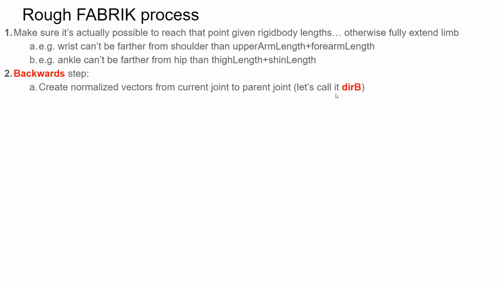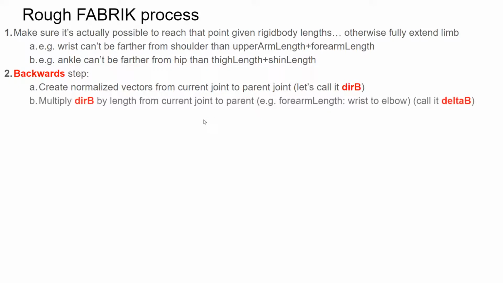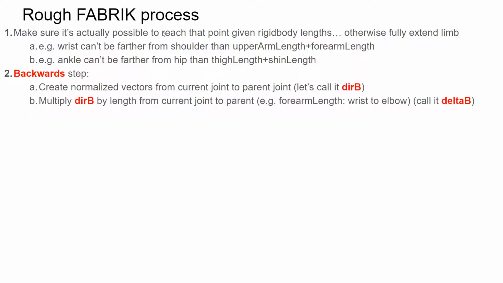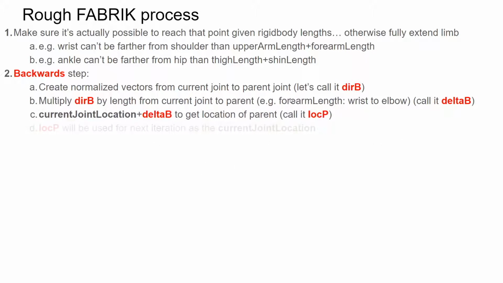In the backward step, what you do first is you figure out the direction from your current end effector, or in the very first step you figure out the vector from your current joint, which will initially be the end effector, to the parent joint. You normalize it because the distance from the current end effector to the old parent might be longer than your rigid bodies will allow for. You multiply it by how long that direction actually can be, and then you just find the location of the parent that way. You just add it to the current joint location like the end effector, and that will essentially go backwards.